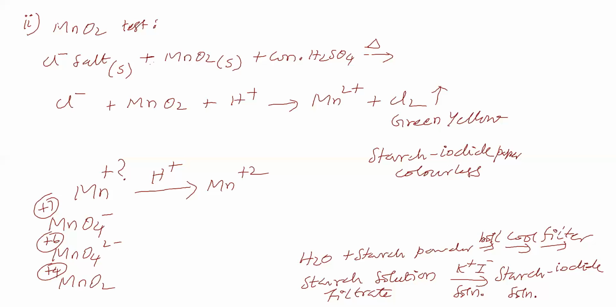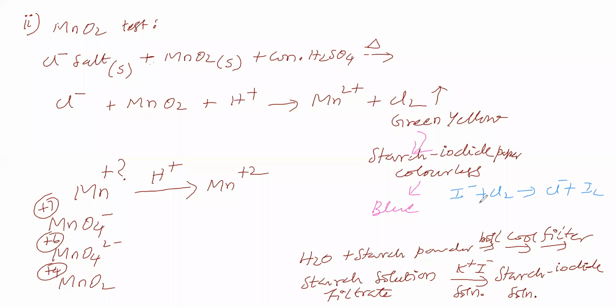Now we have got starch iodide paper. This chlorine gas is passed over starch iodide paper. Now this paper becomes blue in color. This greenish yellow gas, Cl2, is passed over colorless starch iodide paper and it becomes blue. Why is it so? Because this iodide I minus with Cl2, Cl2 is converting into Cl minus, and I minus is converting into iodine.